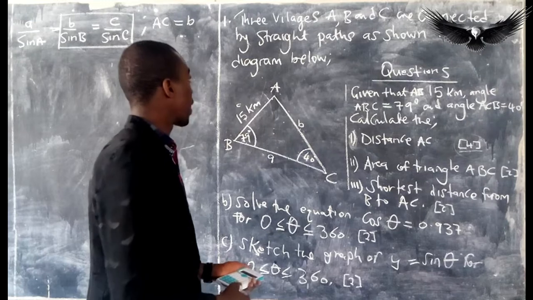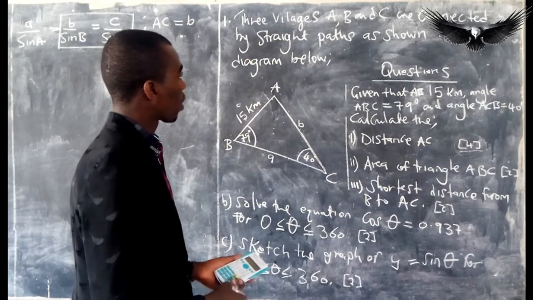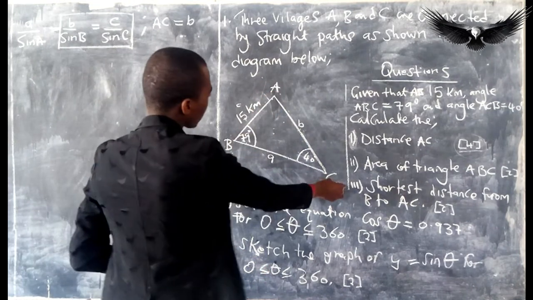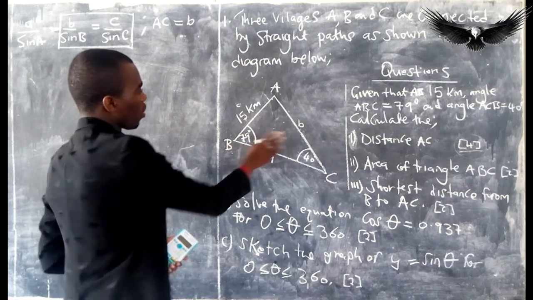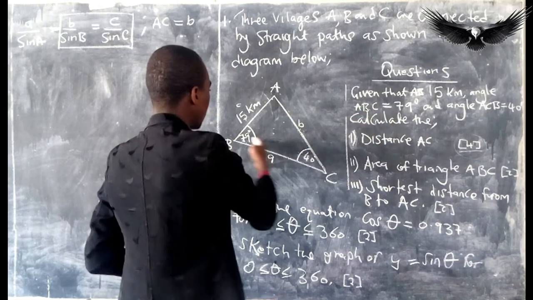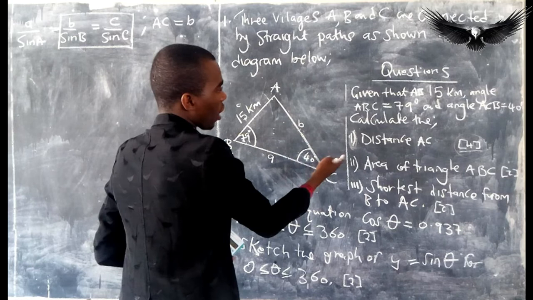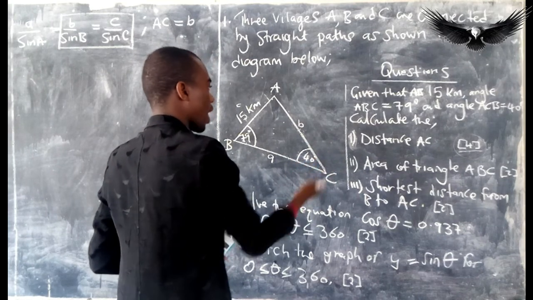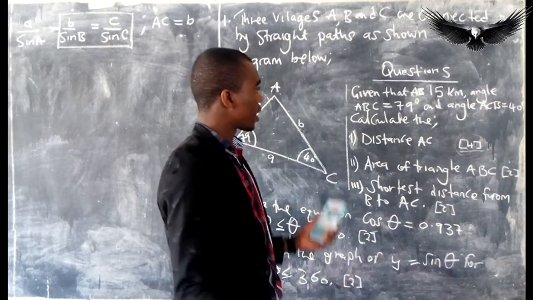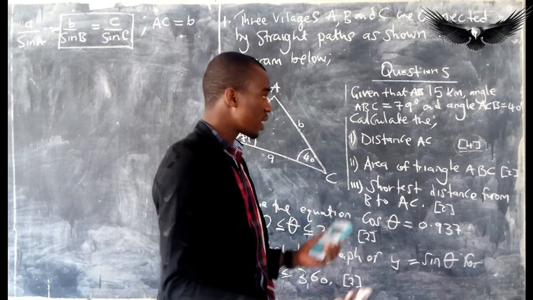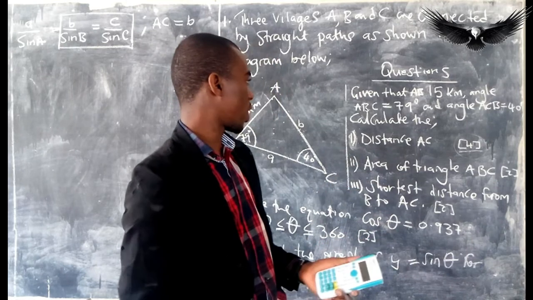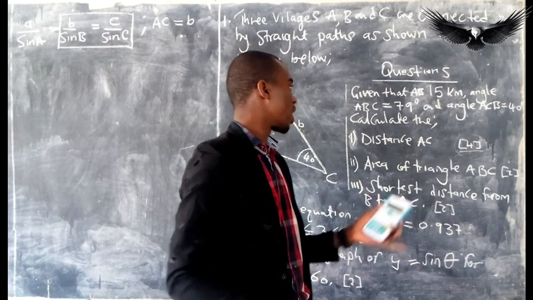Question 1 reads, three villages A, B, and C are connected by straight paths as shown in the diagram below. So we have A, B, and C. They are saying given that AB is 15 kilometers, angle ABC is equal to 79 degrees, and angle ABC is equal to 40 degrees. Calculate the distance AC. Like I was saying, this is under trigonometry, and when calculating distances, you're using either the sine rule or the cosine rule. That is what works for these types of triangles.